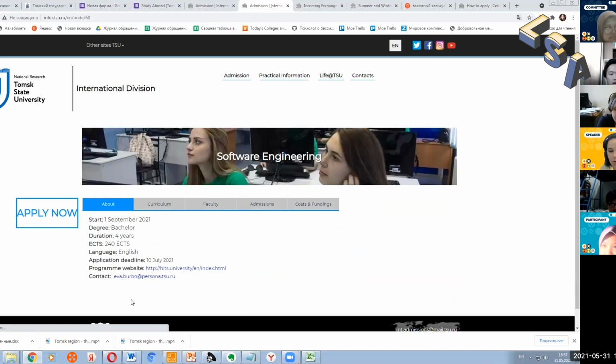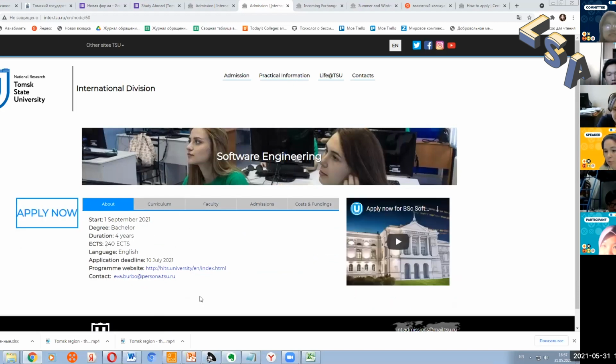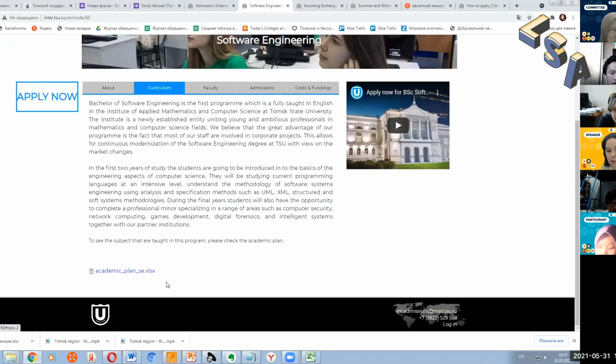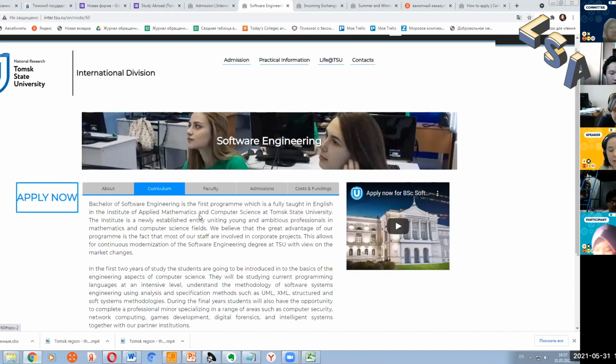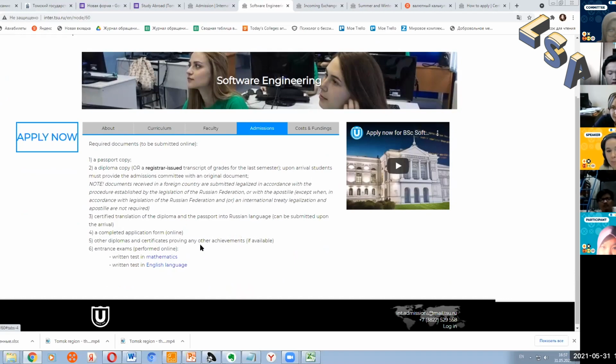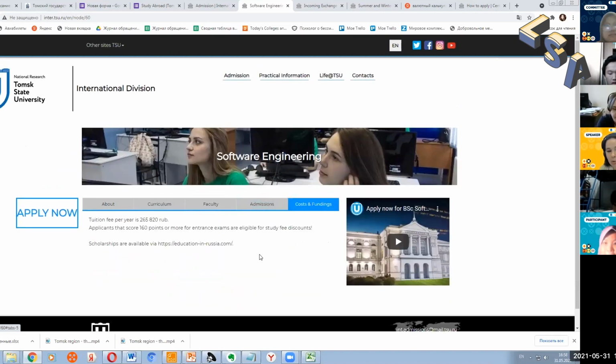Let's look at software engineering. Here you can see the general information on the program. The most important deadlines, some other terms, the amount of ECTS, the duration of the program. Here you will see the description of curriculum and its academic plan attached. You will learn about the faculty, about the admissions procedure, and costs and funding. They are also mentioned here. The same about linguistics and all other programs.